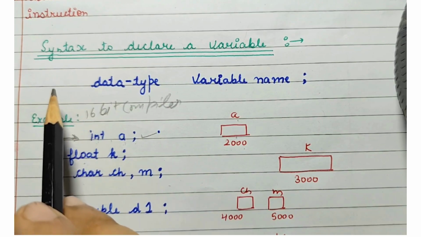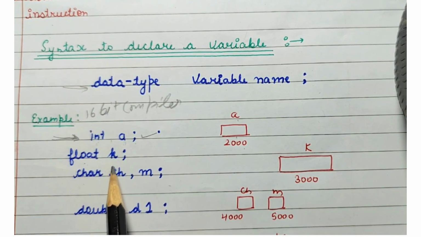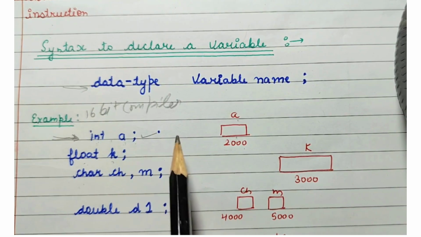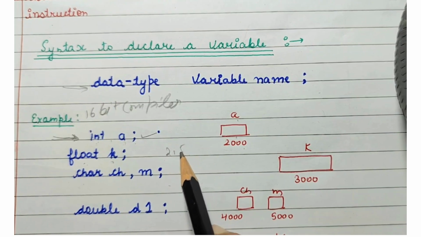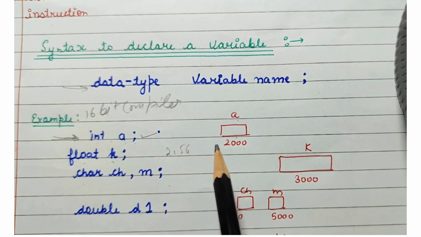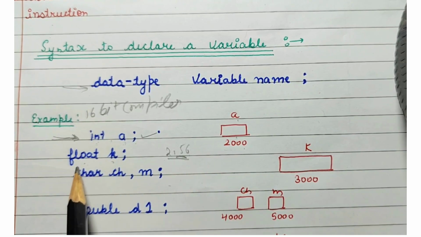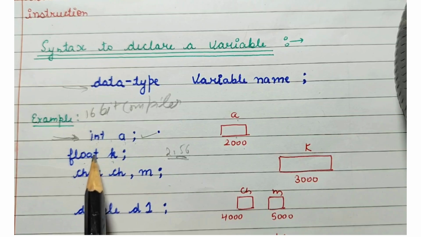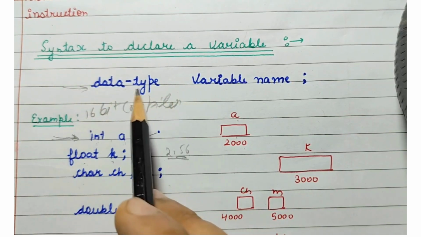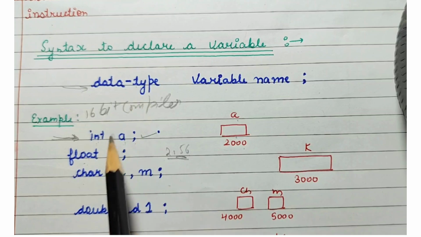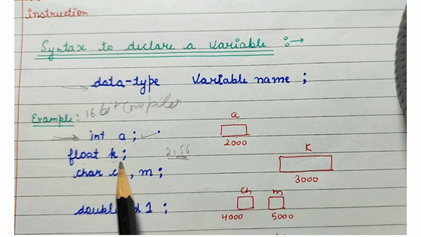After this again follow this rule. Now I declare a variable k. Suppose you want to use some point value like 2.56 or any other point values. For storing point values we use float data type. So here again follow this rule. Float is the data type, then space, then the variable name is k, and then semicolon.